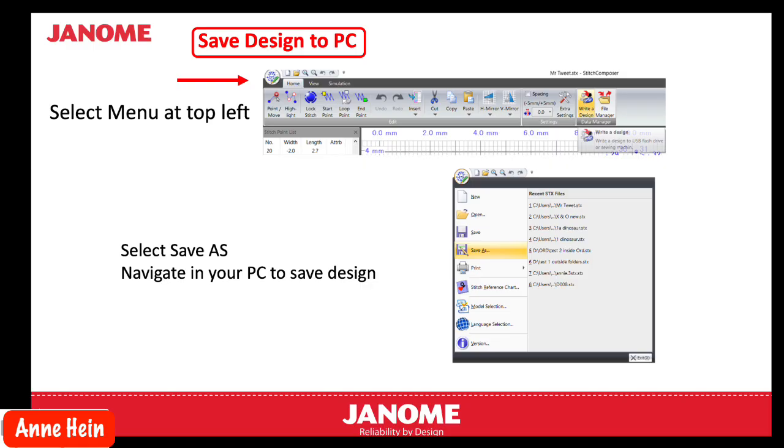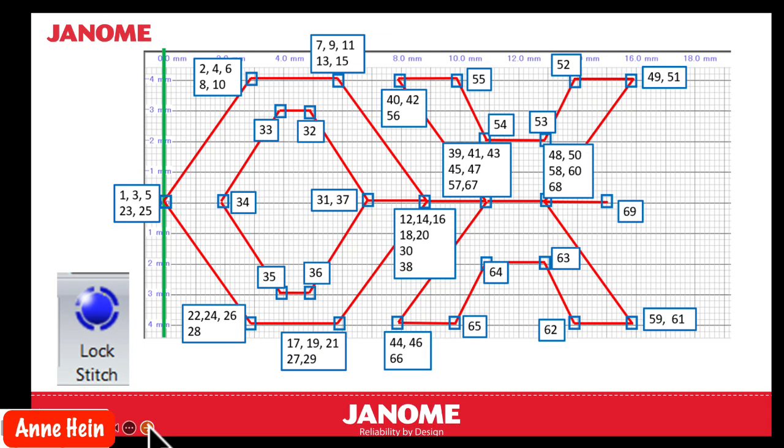So when you want to put it on a USB, always use Write a Design. And once Write a Design highlights, you'll be able to access it. Don't forget, you really should use the lock stitch. Some of the times it'll prompt you about different things on there.